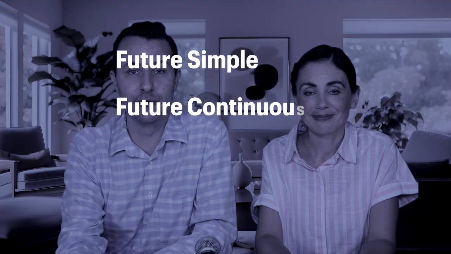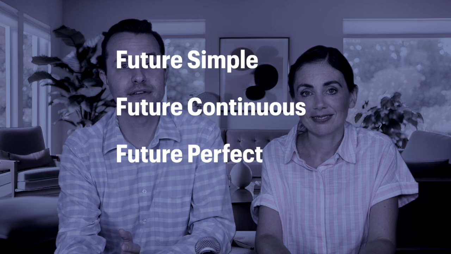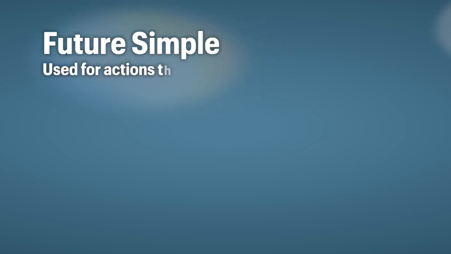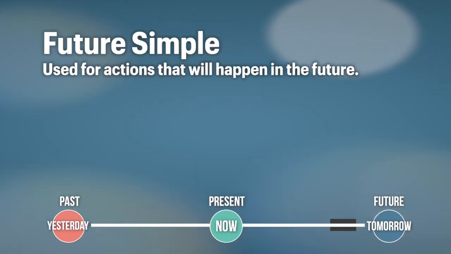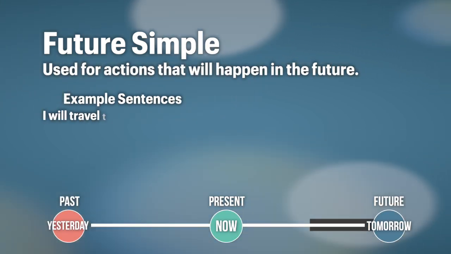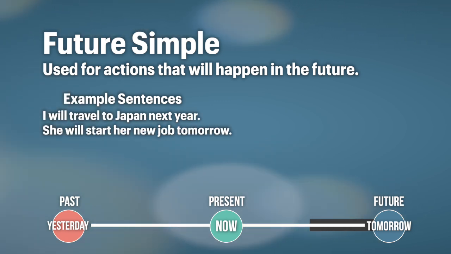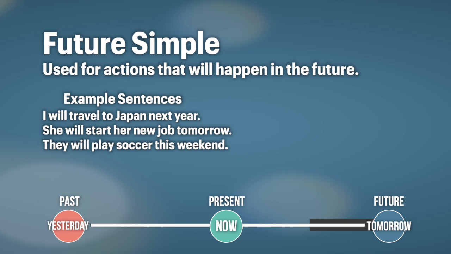Now let's look at the future tenses. There are 4 future tenses: future simple, future continuous, future perfect, future perfect continuous. The future simple tense is used for actions that will happen in the future. For example, I will travel to Japan next year. She will start her new job tomorrow. They will play soccer this weekend.